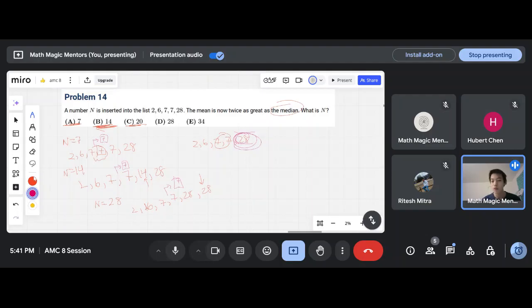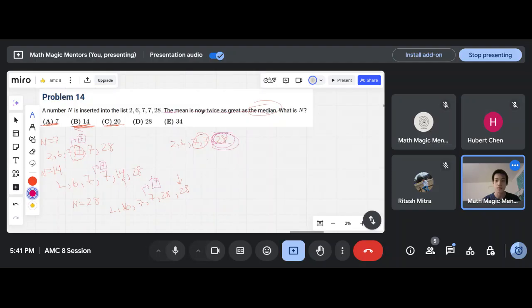So the problem becomes really easy now, because look what we can do. Let's use the second sentence right here: the mean is now twice as great as the median. And what is the mean here? If you recall from one of our previous sessions, the mean is the average of the 6 numbers, so the average value of the list. The mean is just the sum of the 6 numbers.